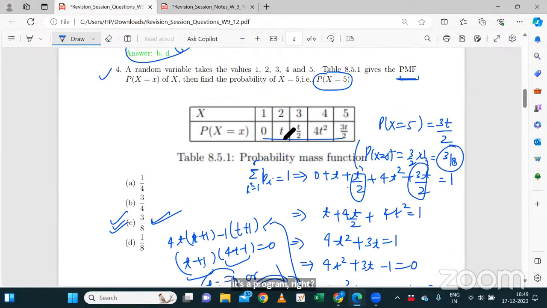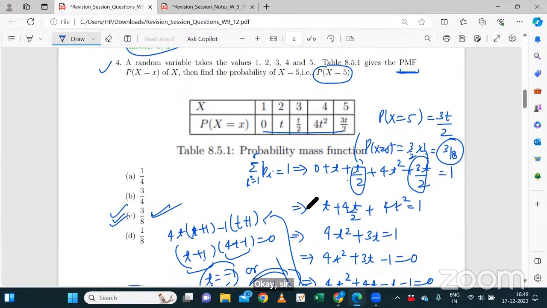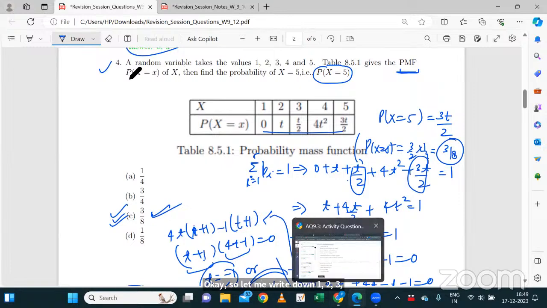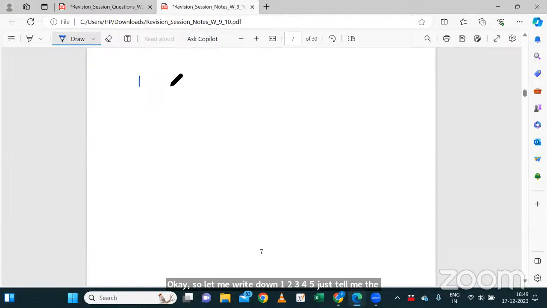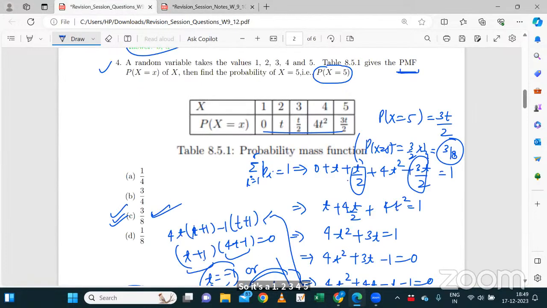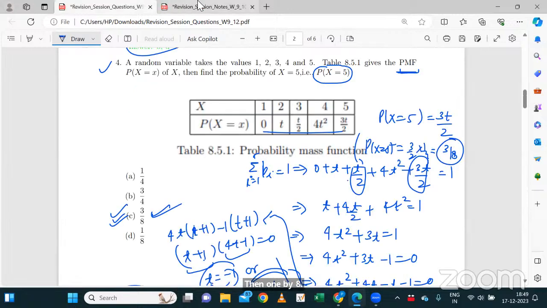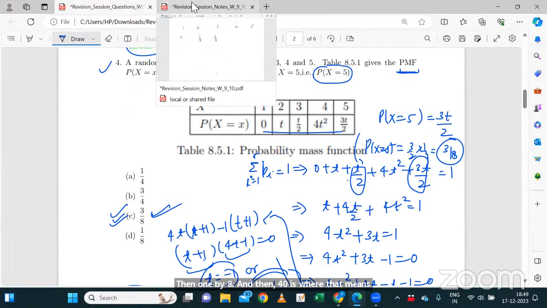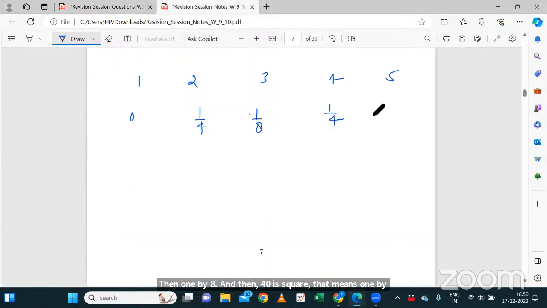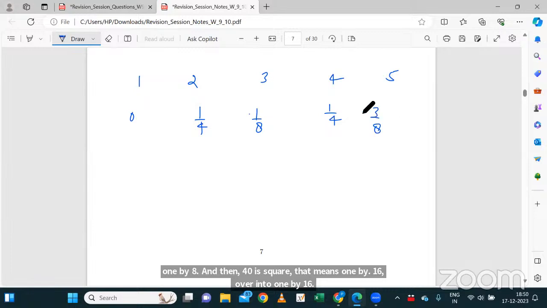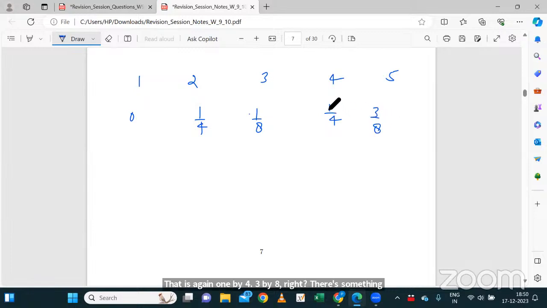So in this case, what we got is 1, 2, 3, 4, 5. Let me write down 1, 2, 3, 4, 5. Just tell me the values. The values will be 0, 1 by 4, then 1 by 8, and then 4 square, that means 1 by 16, 4 into 1 by 16, that means again 1 by 4, 3 by 8, summing up to 1, that is 8 by 8. So this is your x and this is your p of x, right?